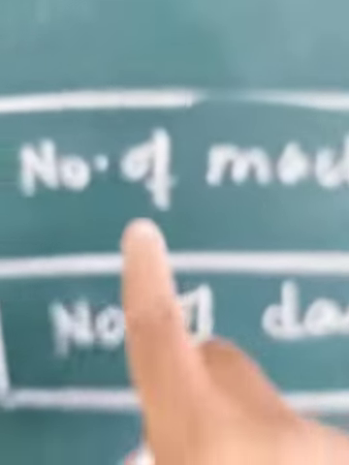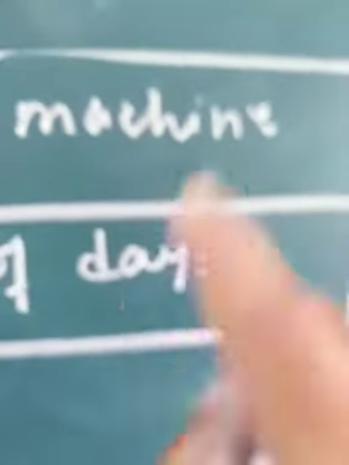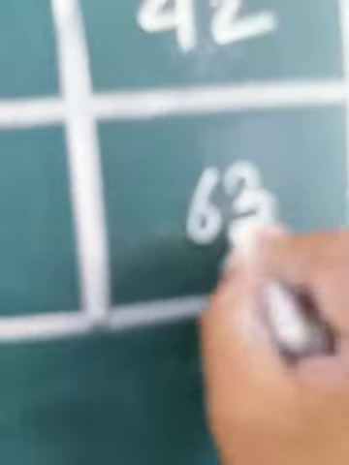So what are the topics that were discussed in the first sentence? It is the number of machines, that is how many machines are required, and in how many days this given number of articles can be made. So we'll write the two topics as number of machines and number of days. In the first sentence it is written 42 machines are required to produce a given number of articles in how many days? It is in 63 days.